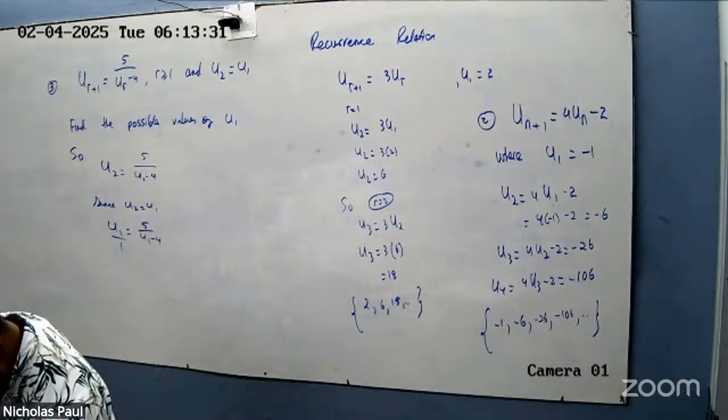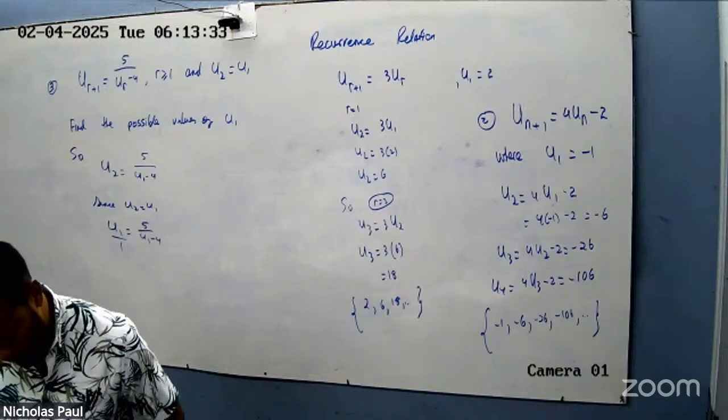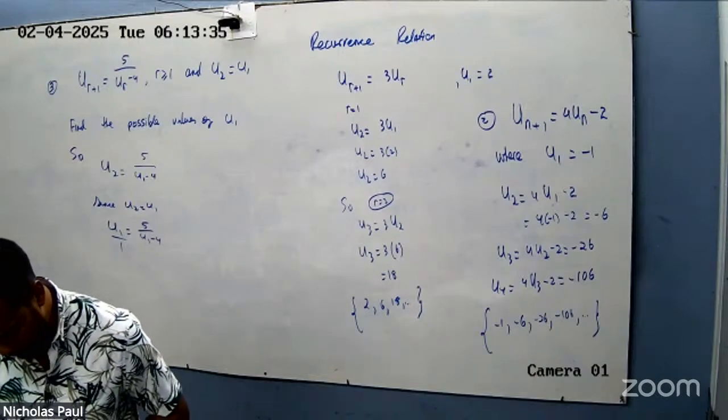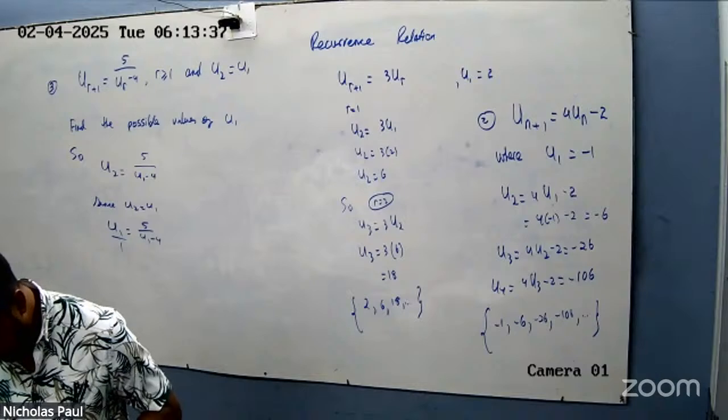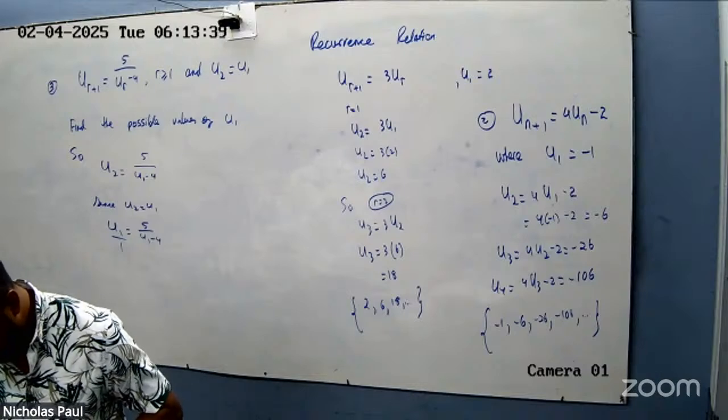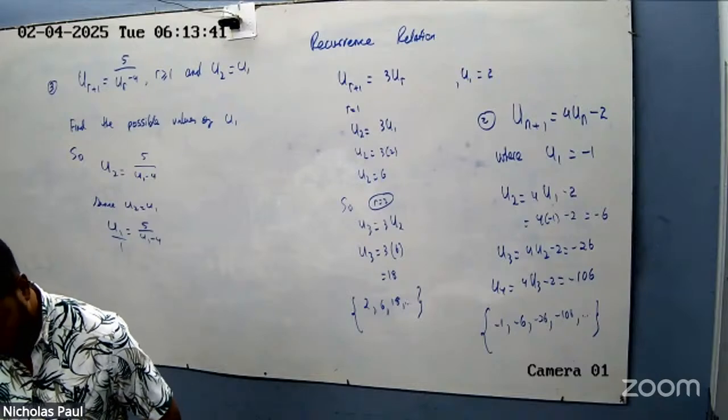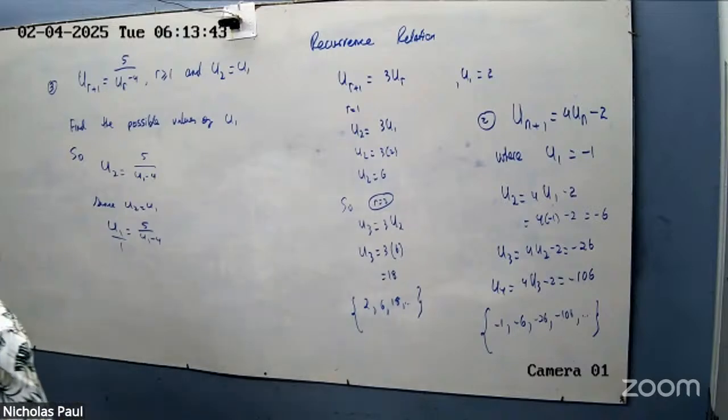Okay. So then you should get a little quadratic. Oh yeah, so that you should get two values, right? So you do the quadratic and solve.